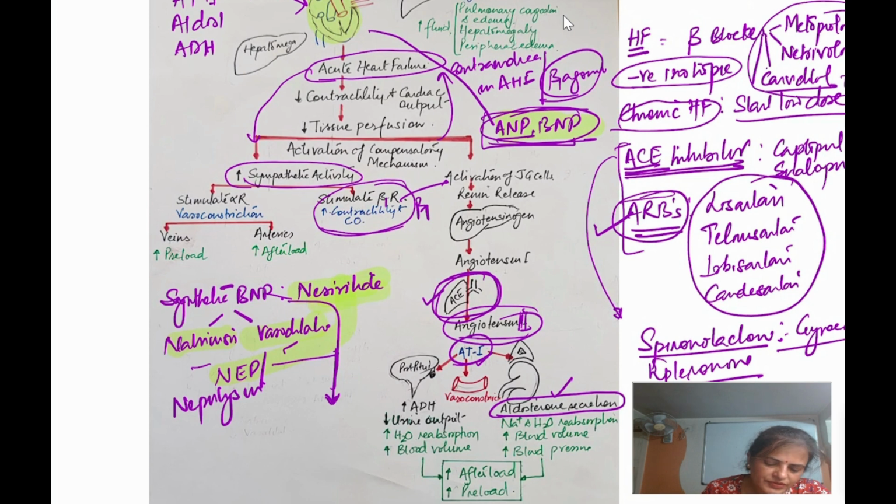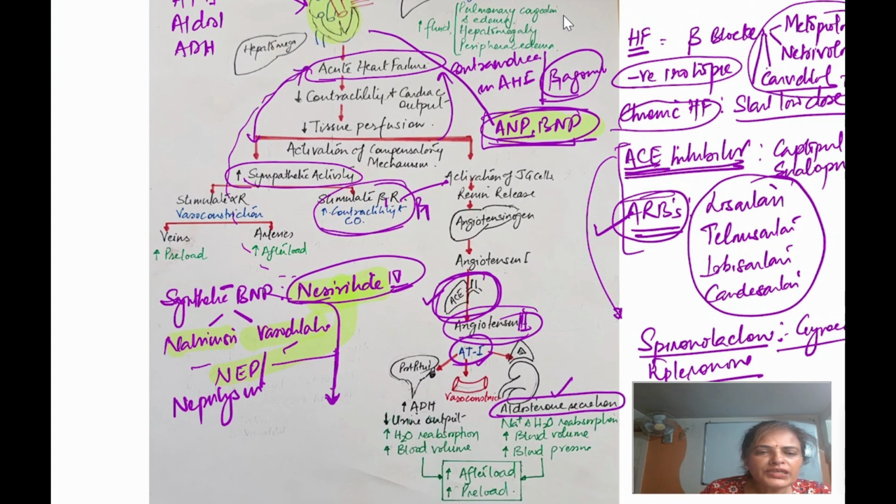So we give this nesiritide by IV route. That's why this nesiritide, the synthetic one, is short acting. We give it by IV route. It is used in acute heart failure. Where do we use it? We use it in acute heart failure.